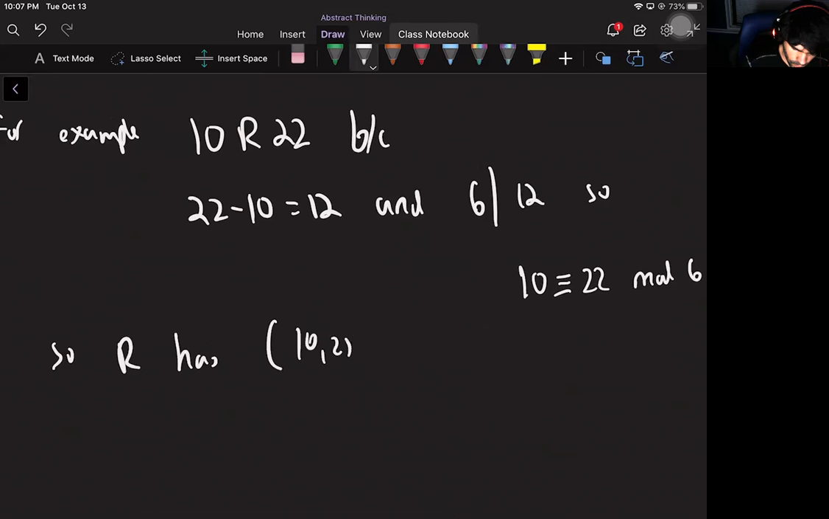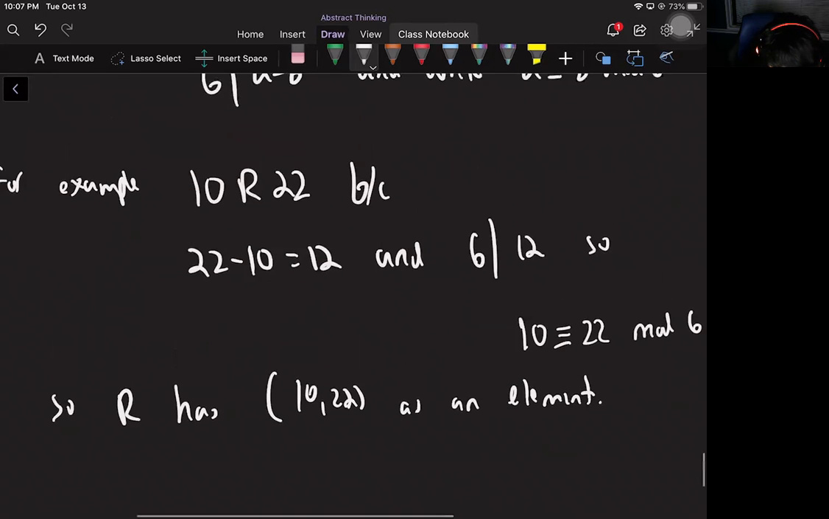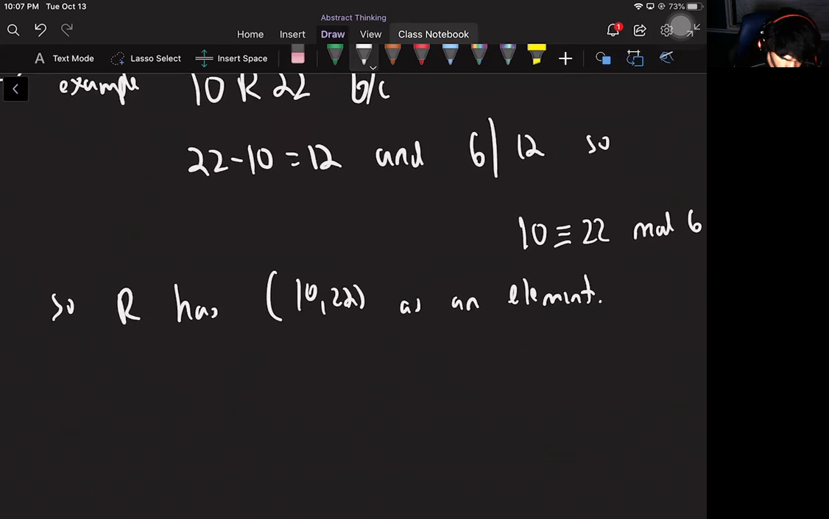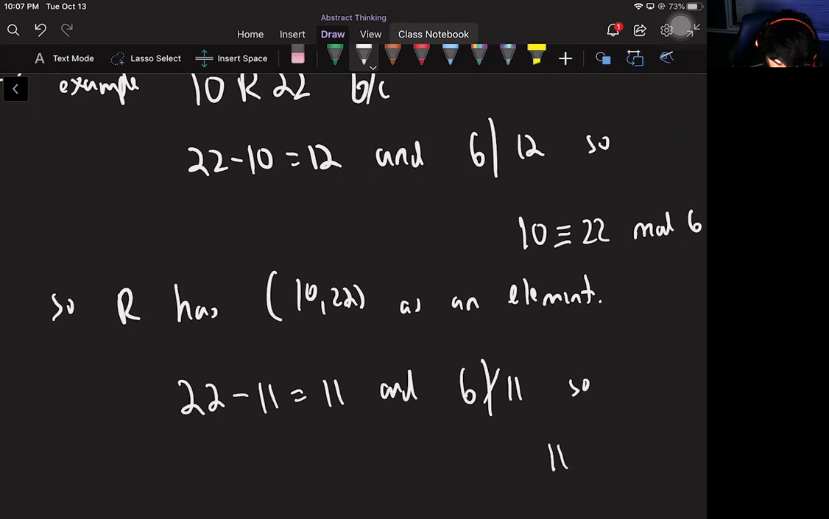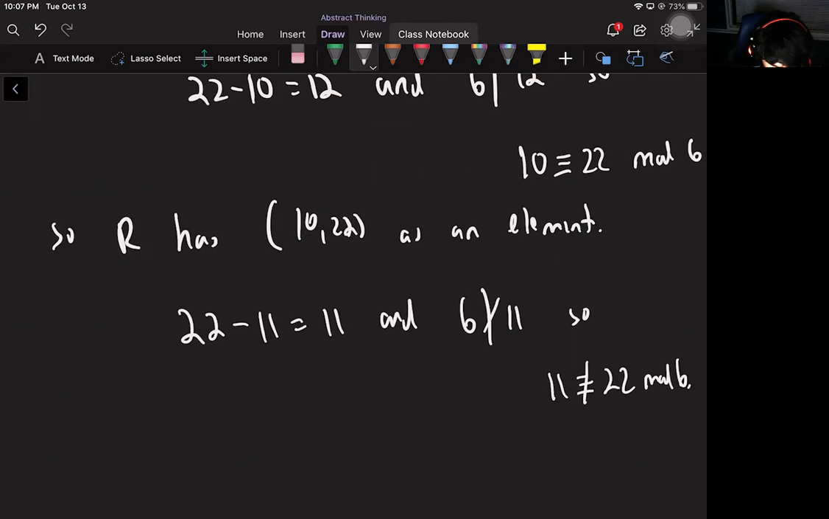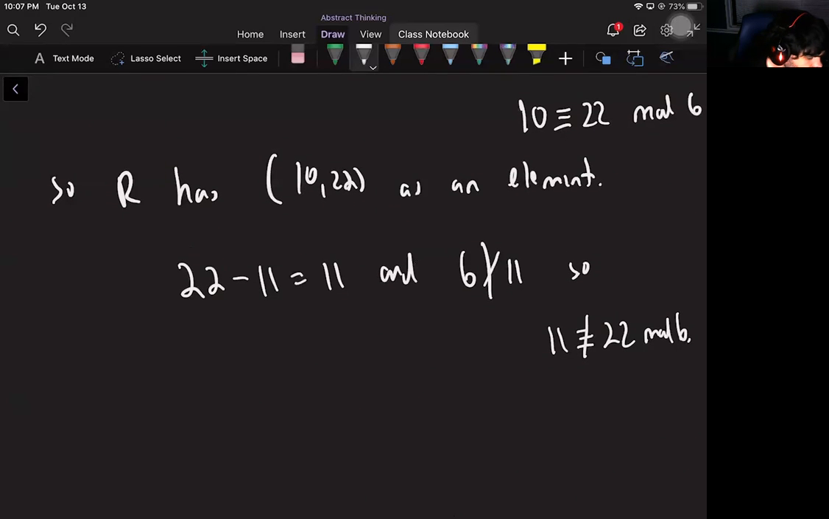10 comma 22 as an element among many other elements. So something that's not in here would be like 22 and 11, because this is 11 and 6 does not divide 11. So you would say that 11 is not congruent to 22 mod 6, for example. So 11 comma 22 is not an element of this relation.